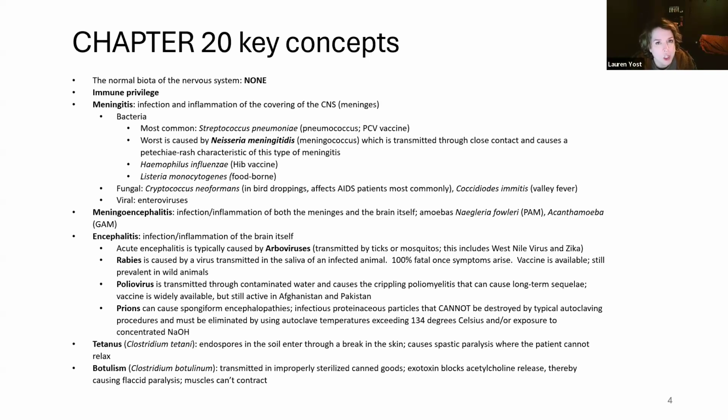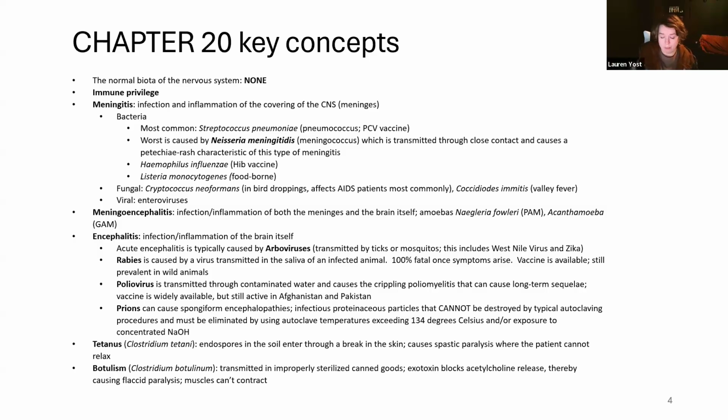Can you have meningitis associated with a protozoa infection? Absolutely. But these are the more common ones. So we're just focusing on these three. Bacterial meningitis. The most common cause of bacterial meningitis is Streptococcus pneumoniae.